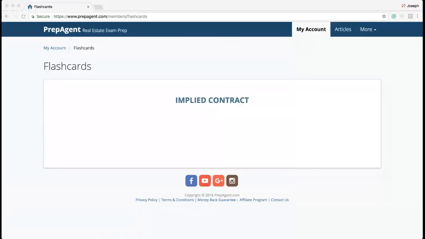Okay, so let's get this started. First, we have implied contract. Who here knows what an implied contract is? Anybody? Who's first on the board? Implied contract.